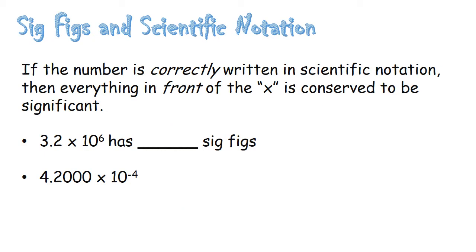As I alluded in the previous video, scientific notation is really simple with sig figs because with scientific notation, everything in front of this times sign is significant. So this number right here has 2 sig figs. How many does this one have? It has 5. I only caution you to make sure that the number is correctly written in scientific notation. If it is not correctly written, you will need to change it into the correct form to be able to look at it more carefully or accurately.